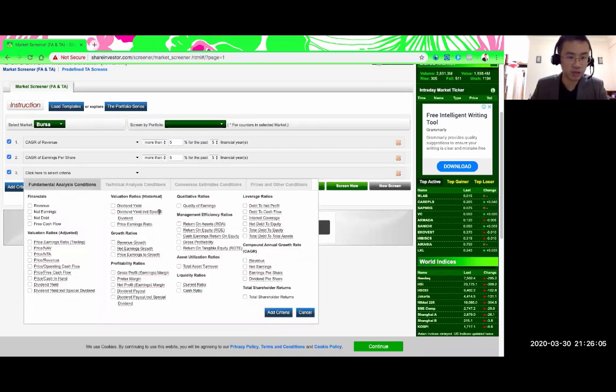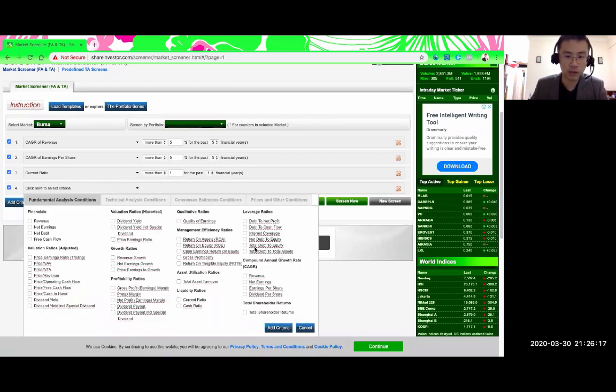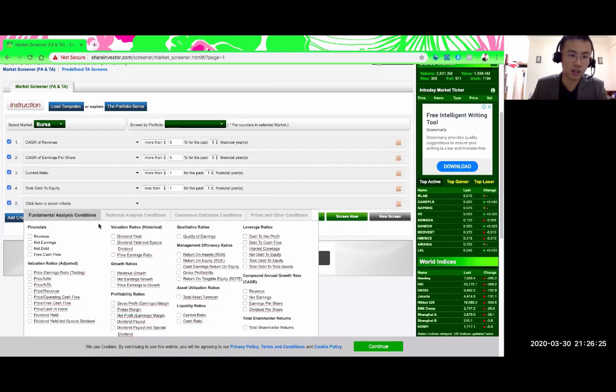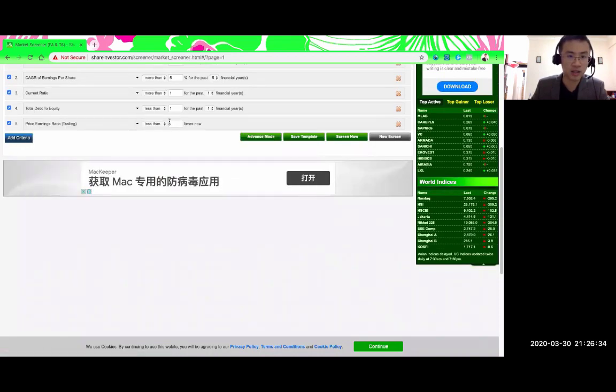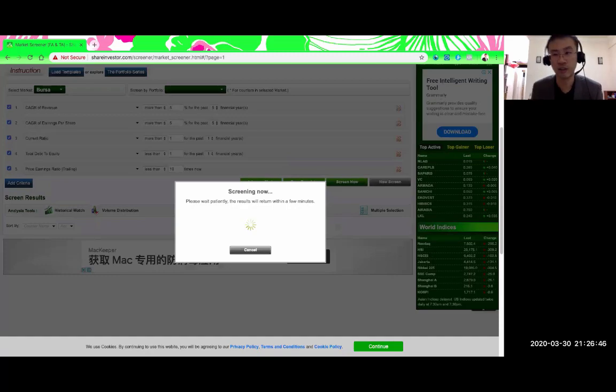Criteria number 3, you want the company to be liquid. You click the current ratio more than 1 in the last financial year. Criteria number 4, you want the company to have lower debt. So total net debt to equity, let's say less than 1 in the last financial year. You click add criteria. Then criteria number 5, you want the trailing P/E ratio to be, let's say, less than 10 times. After you key in all the information, you click screen, and the screener will help you find companies that fulfill the 5 criteria that you put in.